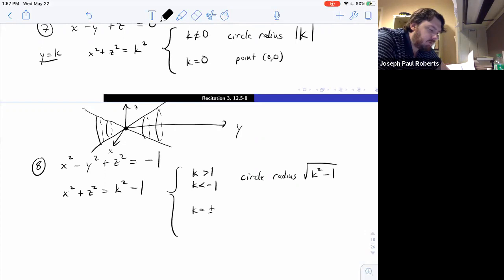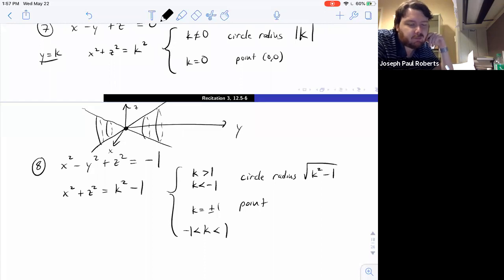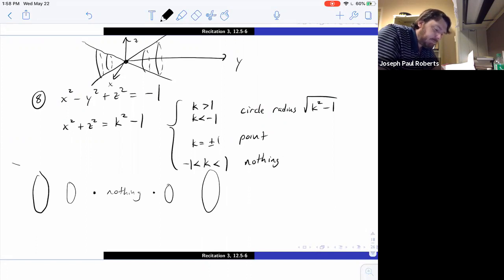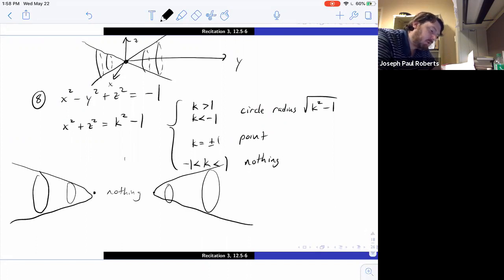If k is equal to plus or minus 1, then k squared minus 1 is 0 and we get a single point. And then finally, if k is between minus 1 and 1, then k squared minus 1 is negative and we don't get anything. So we have these circular cross sections that shrink down to a point, and then there's nothing for a while, and then it comes back at k equals 1 and starts going again. And so this is our two-sheet hyperboloid.